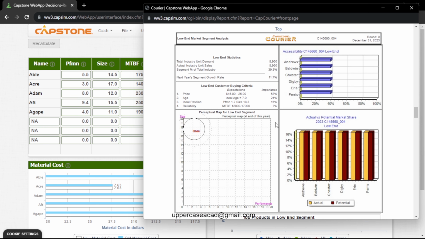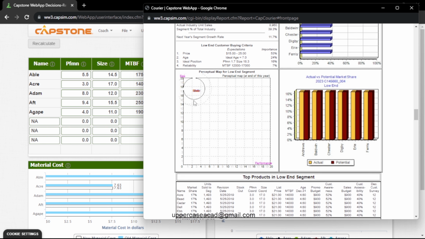Moving downwards, in the low-end market segment, price has an importance of 53%, age has an importance of 24%, ideal positioning has 16% importance, and reliability has 7% importance. So in the low-end market segment, the top two criteria that customers will look at are the price and age.